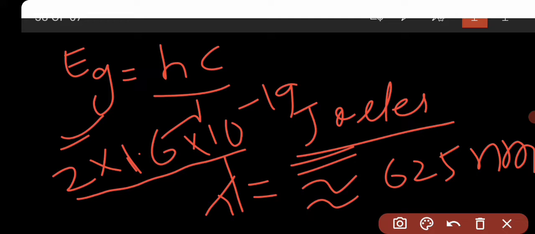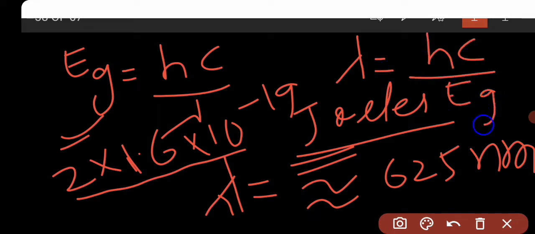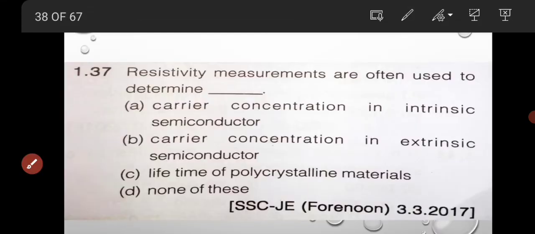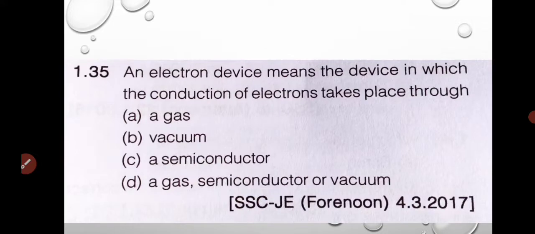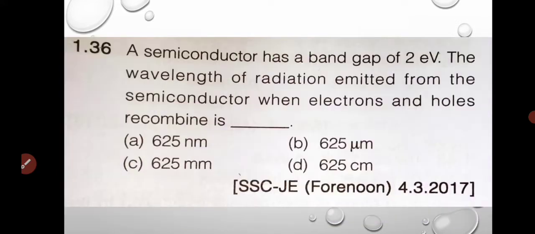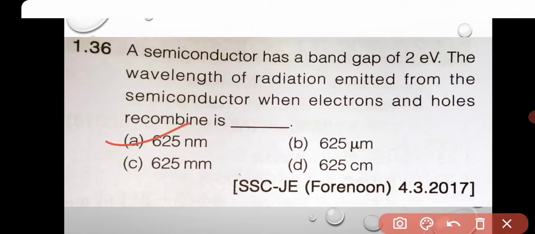Now as we calculate, lambda will be equal to hc by Eg. As we put in all the values, we get lambda approximately equal to 625 nanometer. So the value of lambda will be 625 nanometer. The correct answer will be option A, that is 625 nanometer.